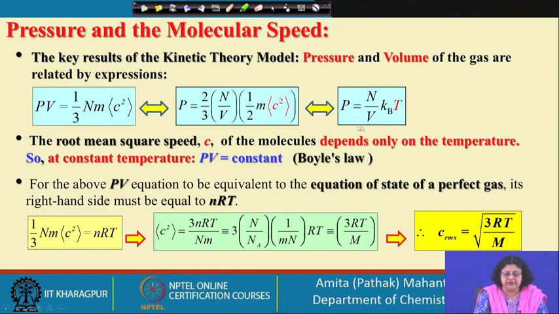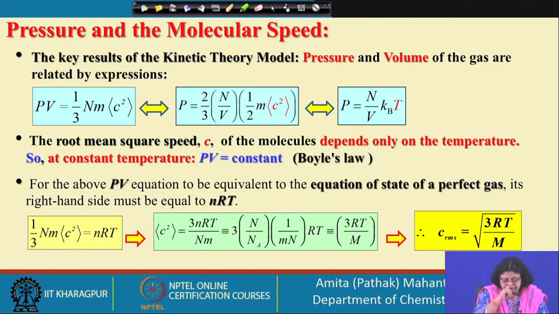From this expression, if we can equate, then we can see that the root mean square velocity is directly dependent on the temperature. If the temperature is constant, then from this expression, PV, if you multiply, and temperature is a constant, then for n number of molecules in a system, the PV becomes a constant. That is Boyle's law. We are going to discuss the verifications of the gas laws a while from now.